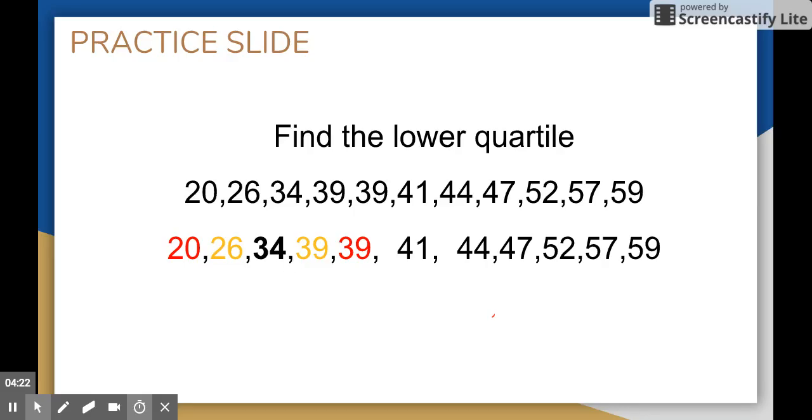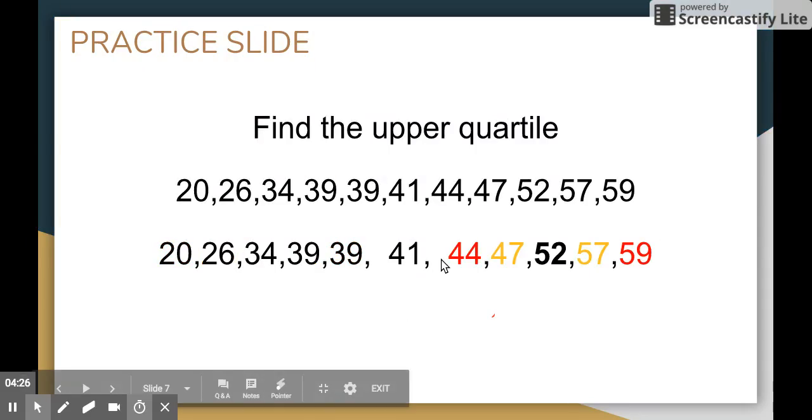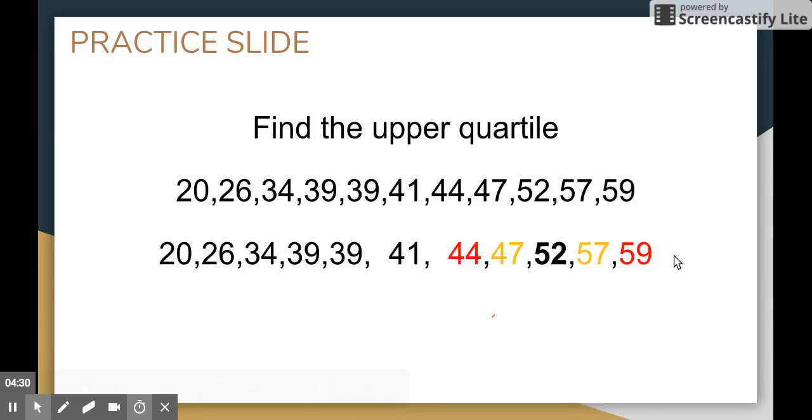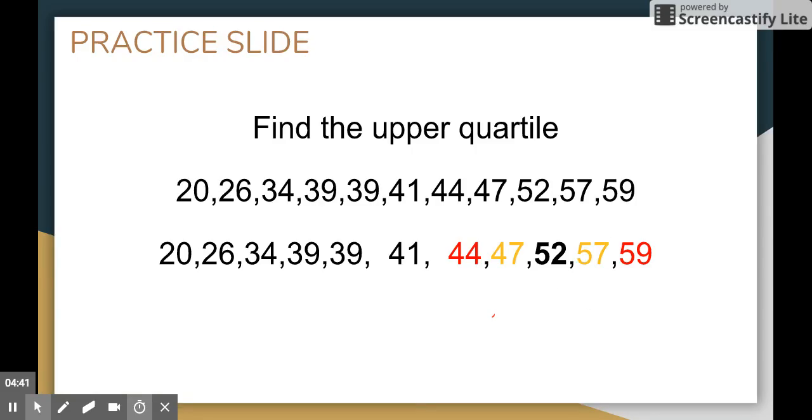Vice versa for upper quartile. So we'll do the same thing for the upper quartile. You'll take your data set to the right of 41, and you're left with these five numbers, and you cross them off, one at the top, one at the bottom, one at the top, one at the bottom, and you're left with your median for the upper numbers to be 52. So your lower quartile was 34 and your upper quartile was 52 by finding the median of the upper and lower data set without using your median number.